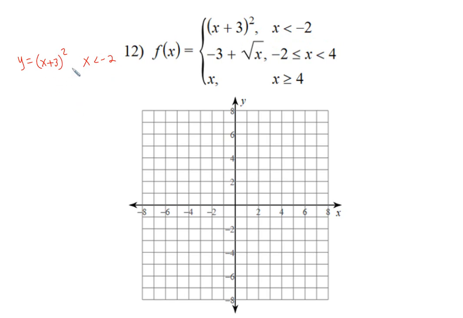That's basically just a parabola that shifted 3 units to the left. So a parabola shifted 3 units to the left would typically look something like this. Now, our domain is x is less than -2. So let's plug -2 into here. So we have (-2 + 3)². So basically we're going to end up with +1. So that means when x is -2, we're going to end up with +1 as our y value.